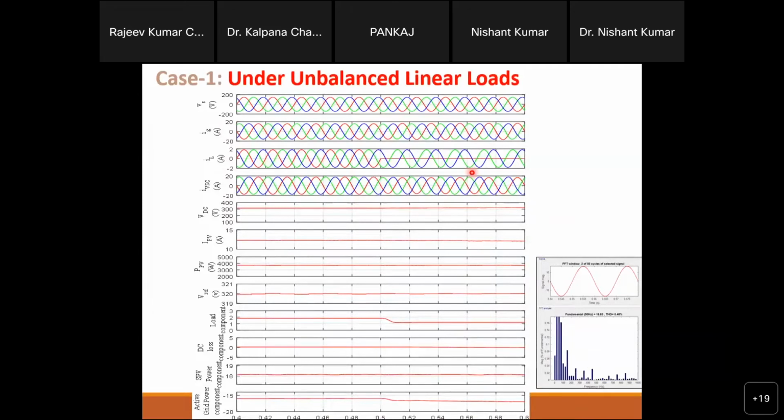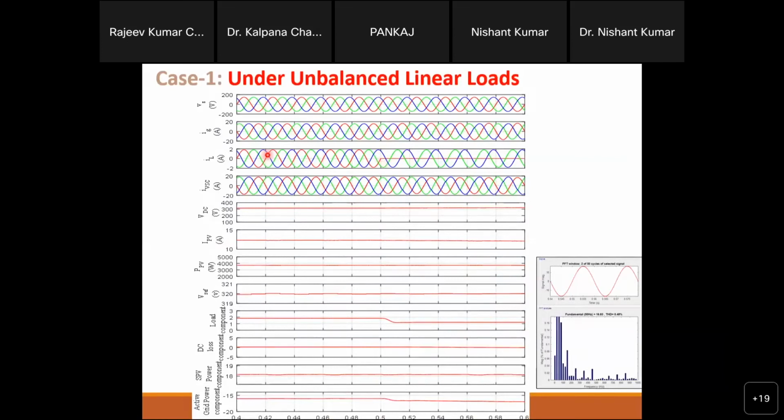the simulation. Definitely, all this testing is on the hardware as well as simulation, both sides. You will see that. So this is our linear unbalanced load, meaning these are the load conditions. The load current is pure sinusoidal, but at this point you will see it is unbalanced. One phase load has gone. Then you will see how the system reacts.